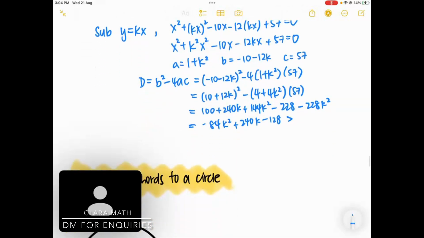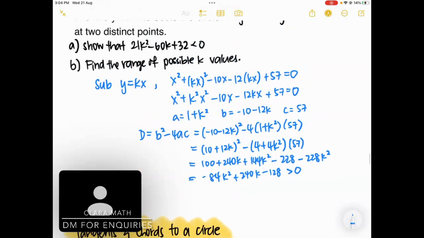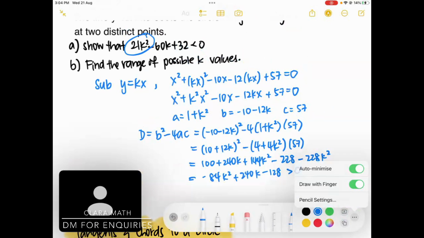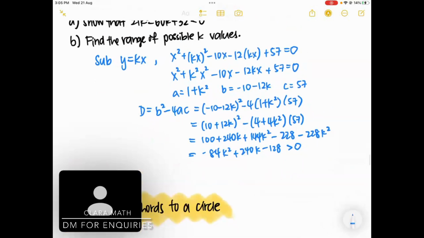So you can let this be more than 0. But I want to get it to 21k squared. So I need to divide everything here by negative 4. Negative 84 divided by negative 4, I can get 21k squared. Okay, 240 divided by negative 4, minus 60.